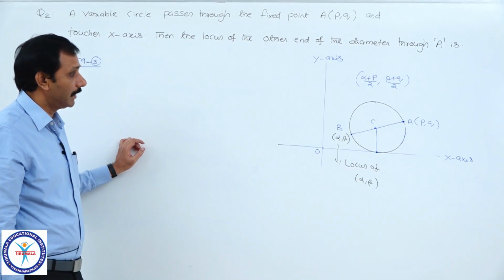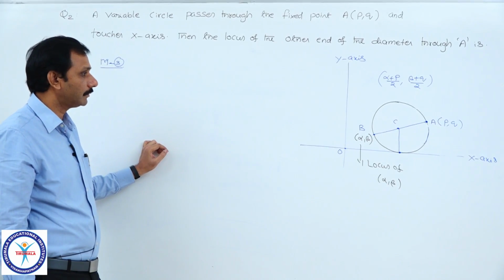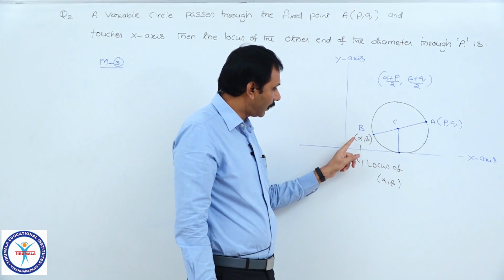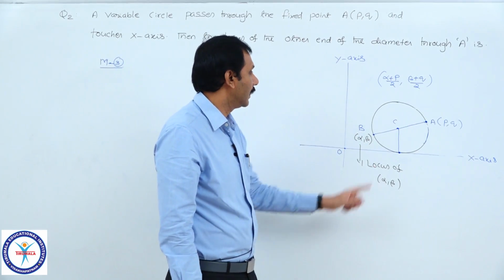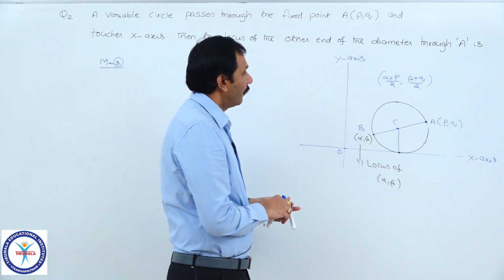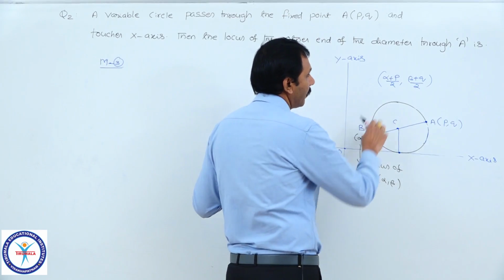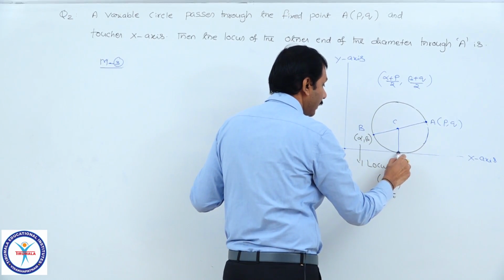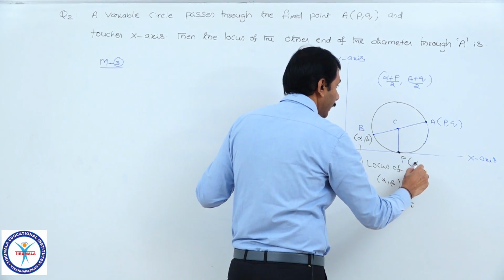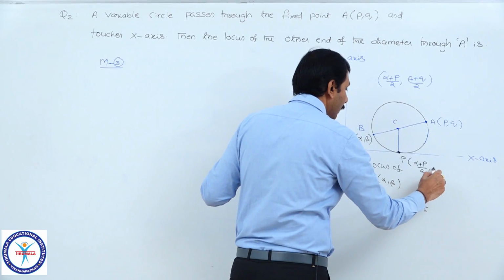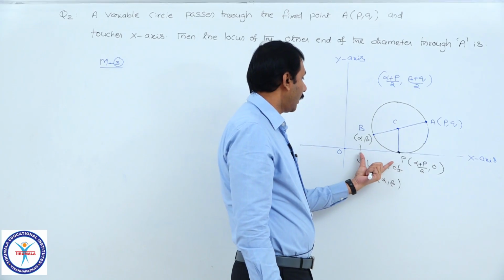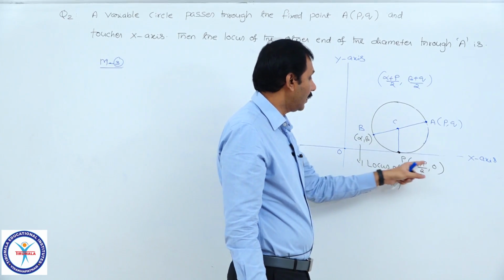Now we will see another method to handle the same problem. Yes, the other end is (alpha, beta), and the locus of that point only I want. The center, if you take, is (alpha plus p by 2, beta plus q by 2). When the center is (alpha plus p by 2, beta plus q by 2), the coordinates of the point where it touches the x-axis, I will take it as P. It is (alpha plus p by 2, 0). It touches means the x coordinate is this one only, alpha plus p by 2, and 0.